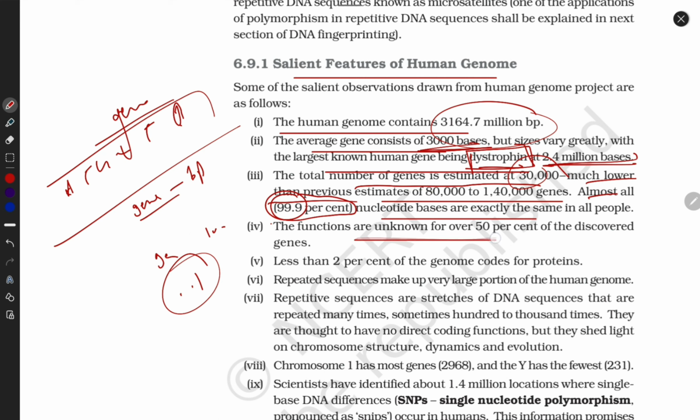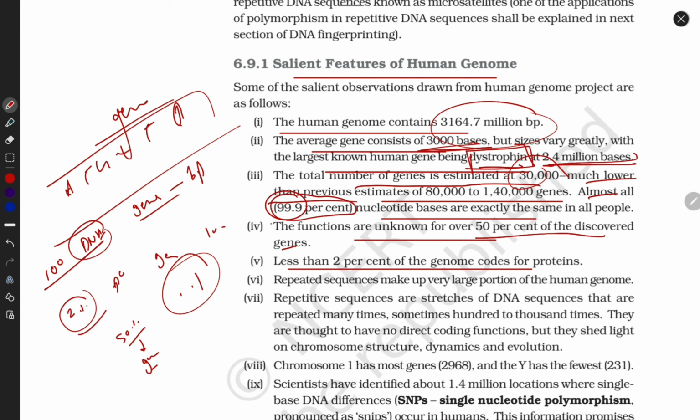The function is unknown for over 50% of the discovered genes, meaning earlier we knew the function of 50% of genes, but now we know almost every function of genes. Less than 2% of DNA codes for protein. Of 100% of DNA, only 2% contributes to protein formation. The rest does other work. DNA doesn't have only one function, transcribing and then translating to make protein. It has other functions also.